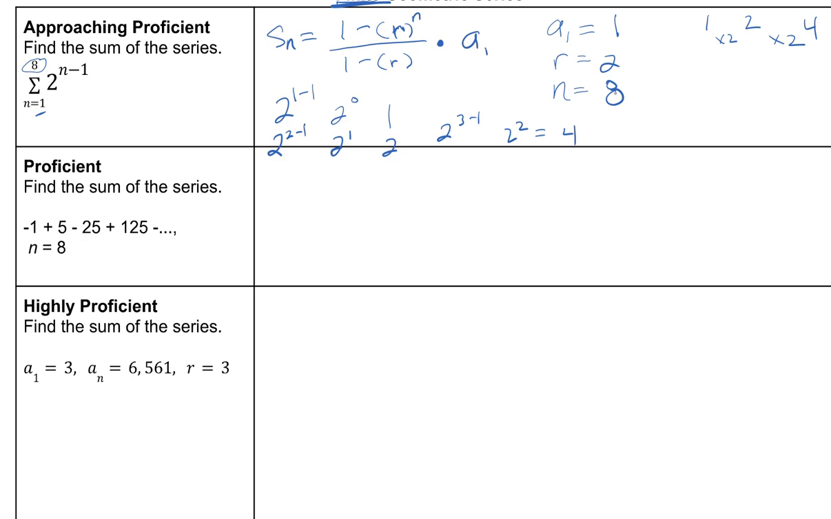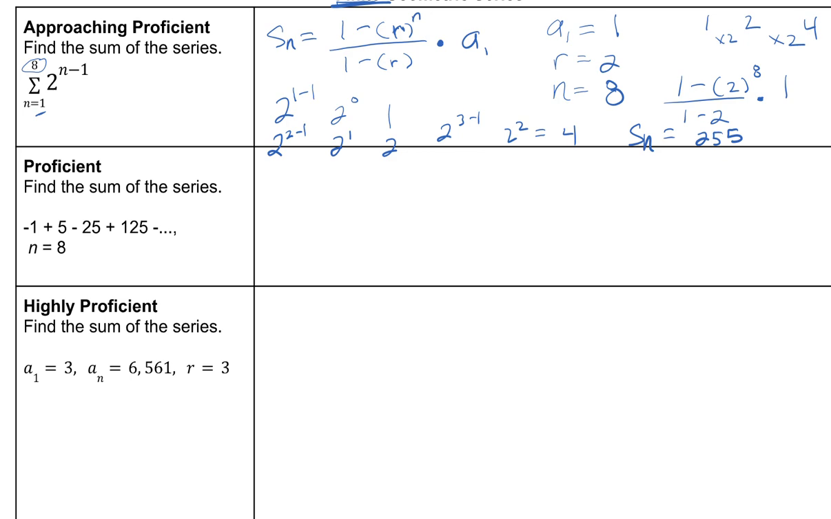So now that I know those three things, I can plug it into my formula. 1 minus 2 to the 8th divided by 1 minus 2 times 1. All right, and then we enter that in the calculator. I always figure out what the common ratio to the power is and then do 1 minus that number. You can use all parentheses if you feel confident doing that. You should get 255. Okay? All right.